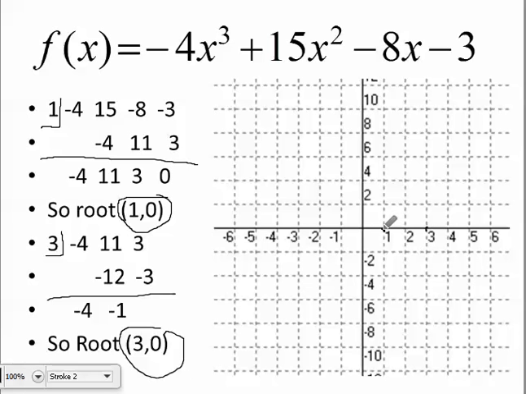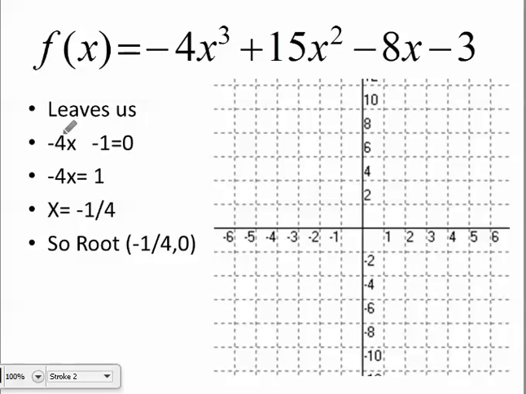So I'm looking for a negative root. Look at what I got left. Well, if I take that information and use it to find it, -4x minus 1, add 1 to both sides, -4x equals 1, divide by 4, I get -1/4. My final root is going to be over here at -1/4. So I found the three roots that I was looking for.